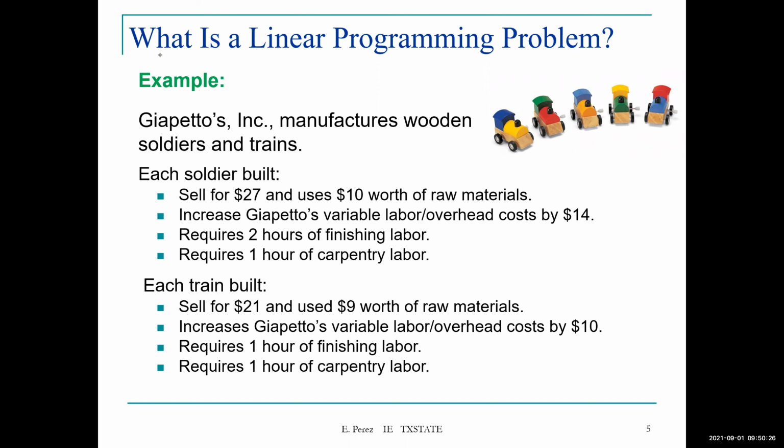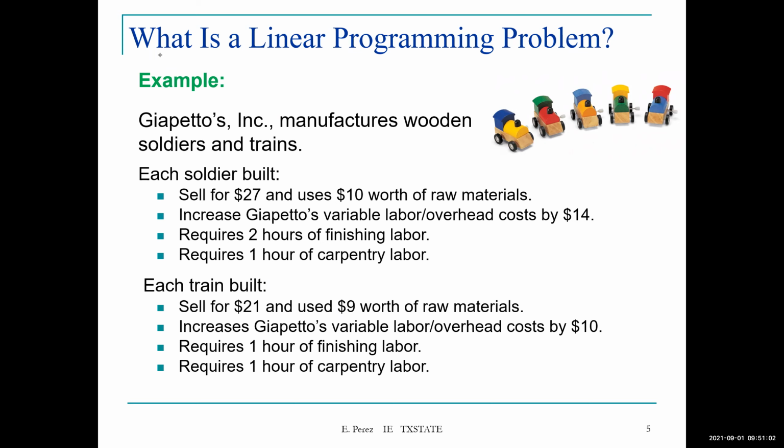For the first one, we sell the soldiers for $27, but that product uses $10 worth of raw materials. In addition to that, we know there's a labor cost associated with building that product. So that product increases Yapeto's variable labor overhead cost by $14 and requires 2 hours of finishing labor and 1 hour of carpentry labor. So that's for the soldiers.